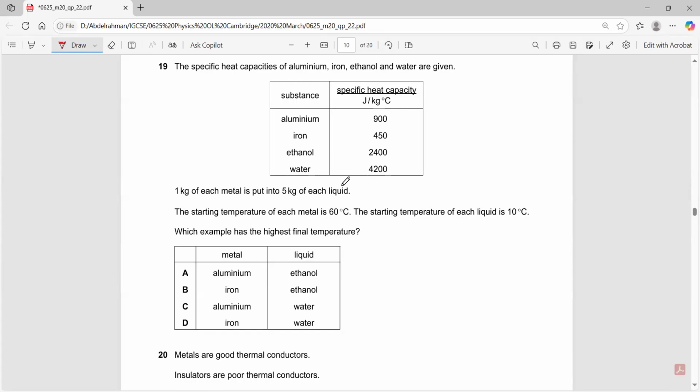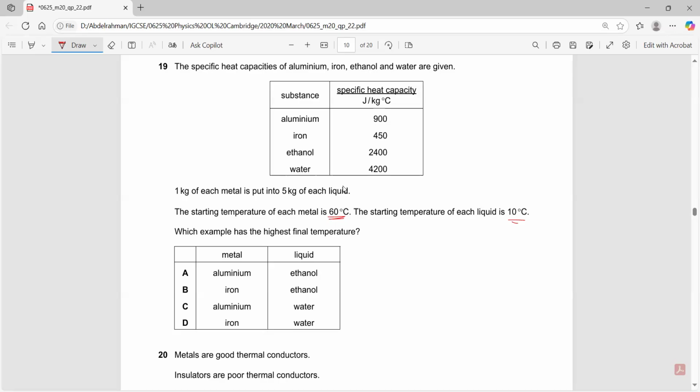What do I mean by the highest final temperature? I do not want the metal to cool down that much, but I want the liquid to increase by a lot. Eventually, it will reach a temperature somewhere in the middle, right? But I want it to be as close to 60 degrees Celsius as possible.